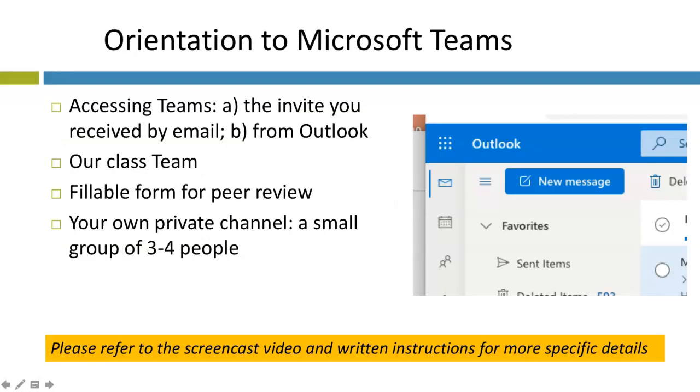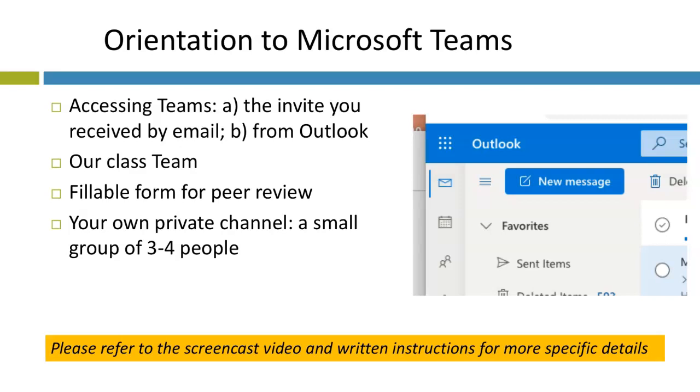So just drilling down a little bit more in terms of Microsoft Teams, there are 2 ways to access Microsoft Teams. The first way is by way of the invite that you received in your Outlook email. The second way is through Microsoft Outlook. For instance, if you are on your email and you look at the keypad icon in the top left corner and click on it, Microsoft Teams will be one of the applications that you'll see in that menu that pops up, and you can access it that way as well.